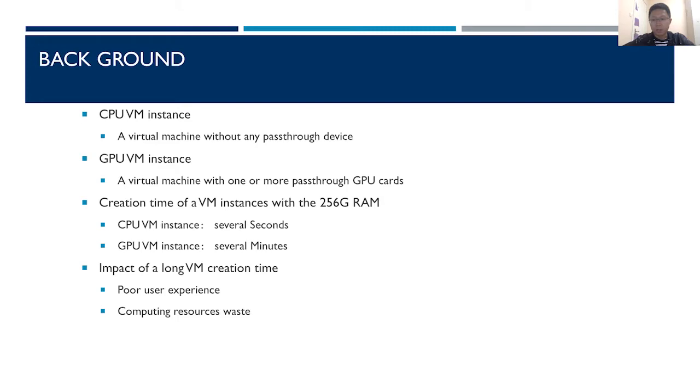In this topic, I will call a virtual machine without any pass-through PCI device a CPU virtual machine, and a virtual machine with one or more pass-through GPU cards a GPU virtual machine. Creating a CPU virtual machine instance is fast. It usually takes several seconds, while creating a GPU virtual machine instance with the same resource configuration is slow. It may take several minutes if the virtual machine has a large RAM.